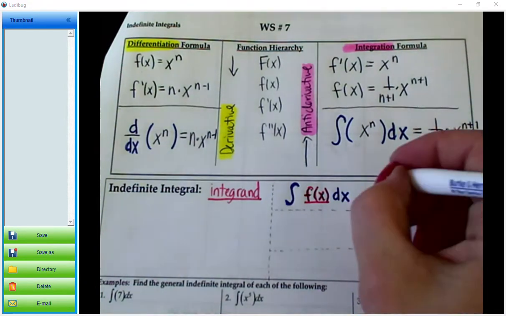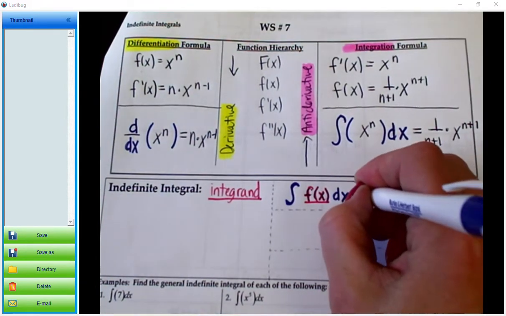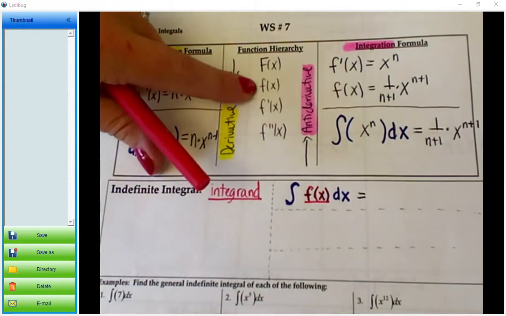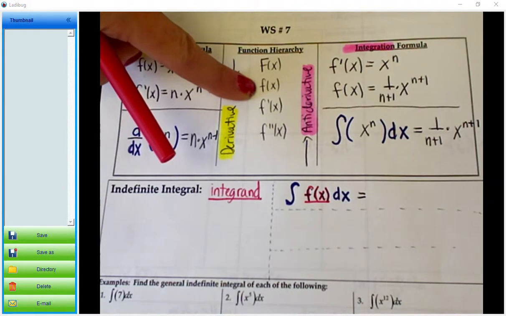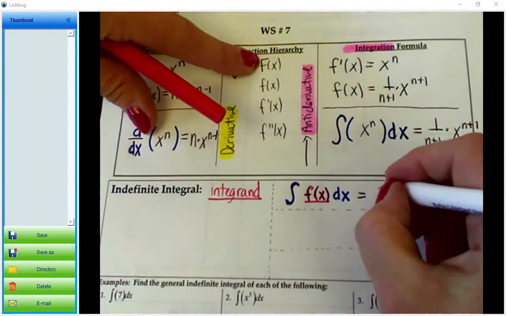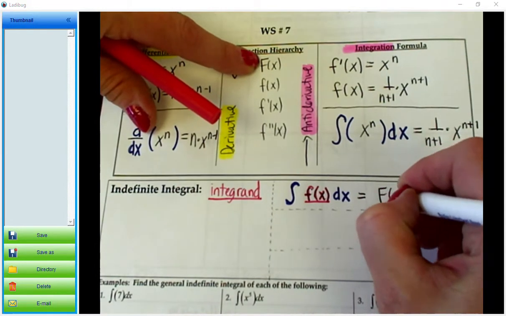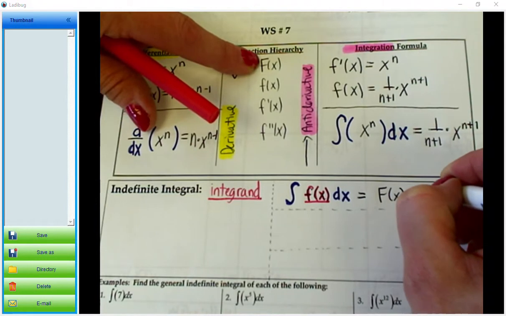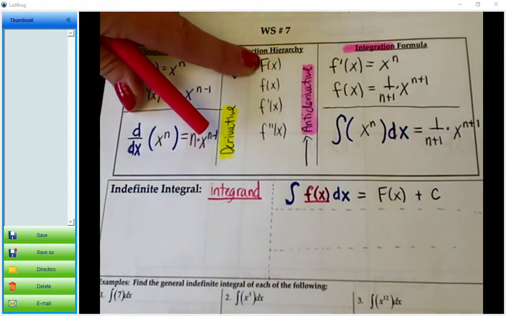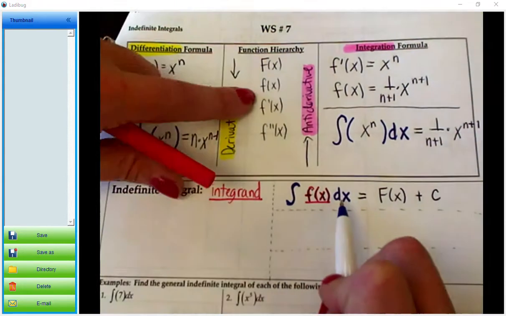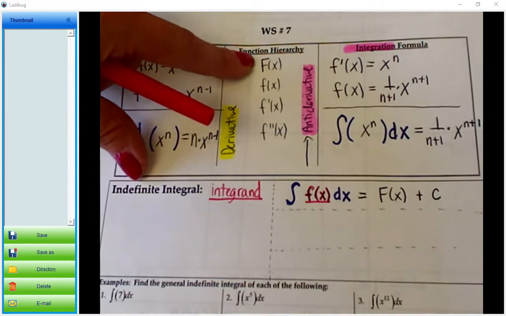Okay, equals. So we're looking at our hierarchy. Notice here, I'm at f of x. And the integral says go backwards. So the answer is capital F of x. And I'm going to write plus c. It could be a k. I'm just calling it a c today for a constant. But notice the integral means go up the hierarchy.